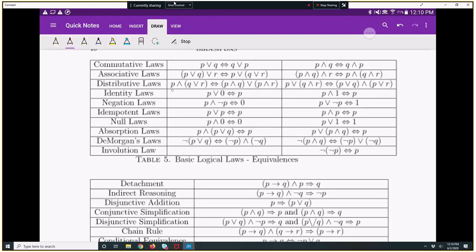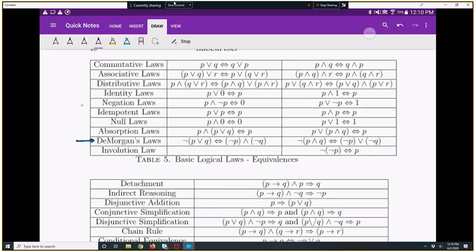So if I see P and, then in parentheses Q or R, I could expand that to be P and Q or P and R. Similarly, if I have P or Q and R, that can be P or Q and P or R. So as I mentioned, these are very similar to the rules that we're already familiar with in algebra. And there are several more rules here which I'll leave to you to study this table. And one very important law that you're going to want to know is the De Morgan's law. This will come up all the time.